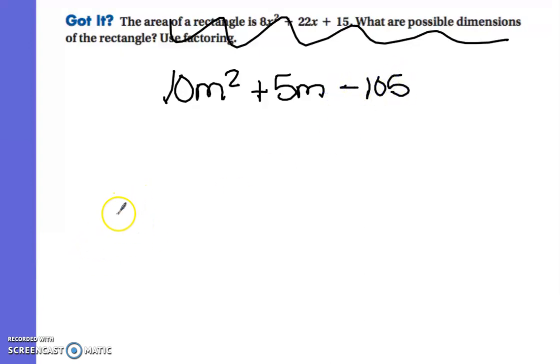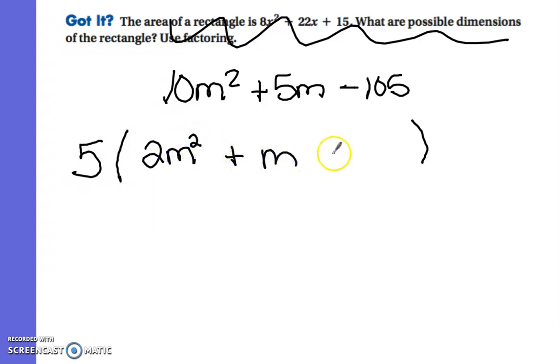And this is where our first rule says factor out the greatest common factor. Well, 5 can be divided out of all of them. So 5, and I kind of have to remember it later because I might accidentally forget it. But so 10 divided by 5 is 2. So we have 2m squared plus m, and then minus 21.